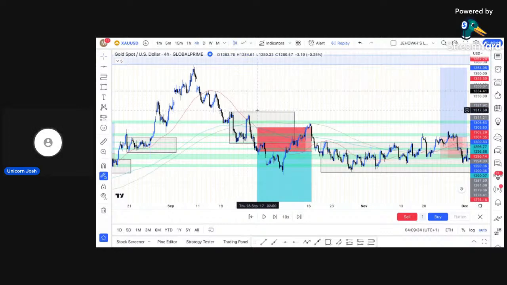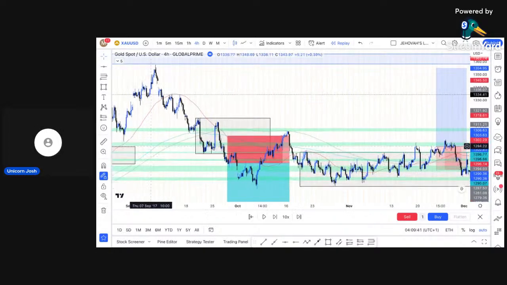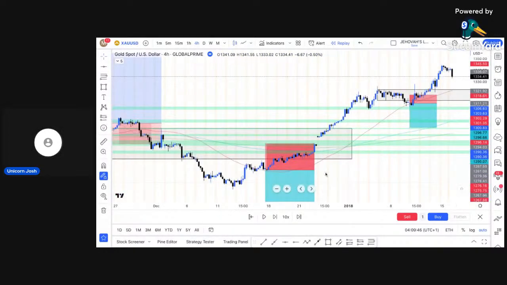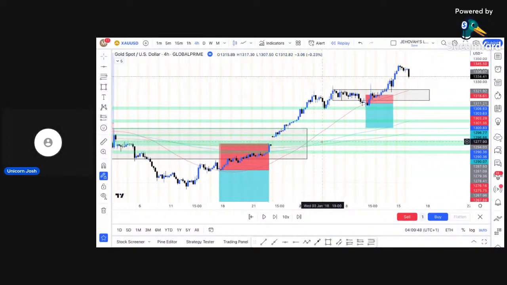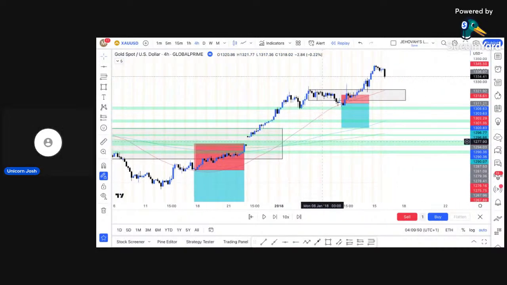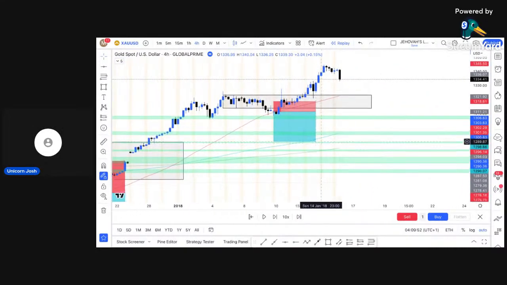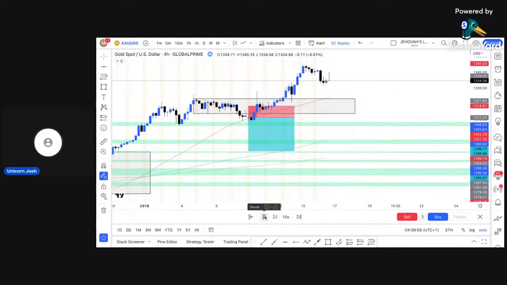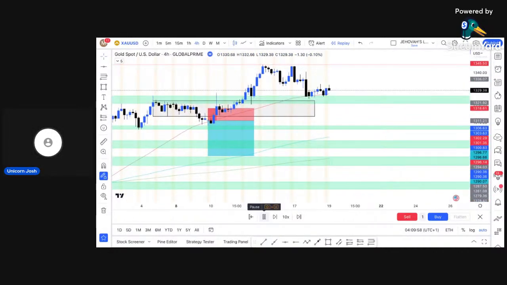On the resistance, I must have two touches. On the support, I must have two touches. That's the minimum standard. So that is how I identify the resistance zone, the trap zone, the ranging zone: it is identified by two or more touches.